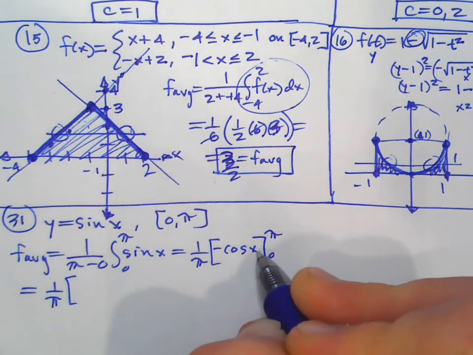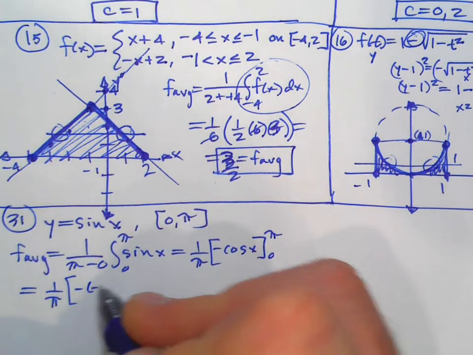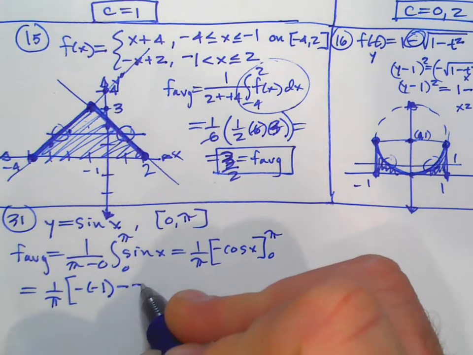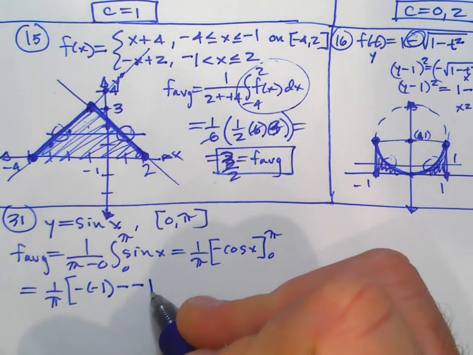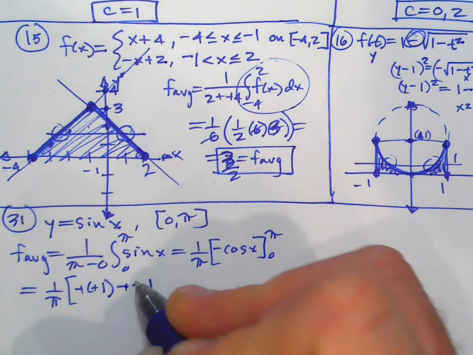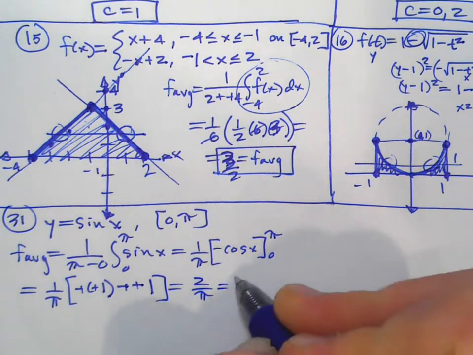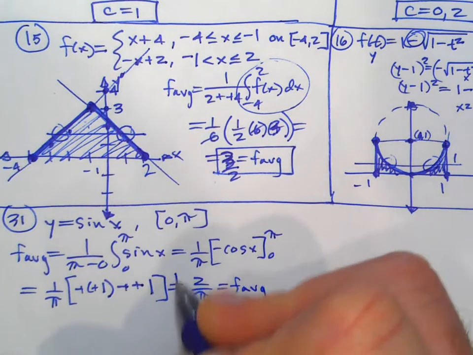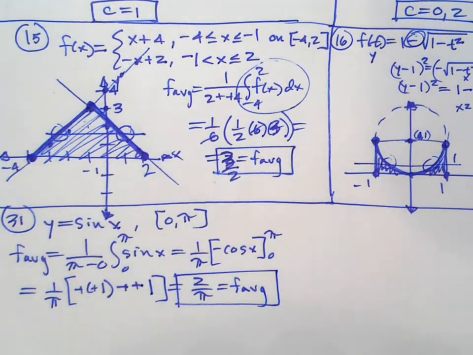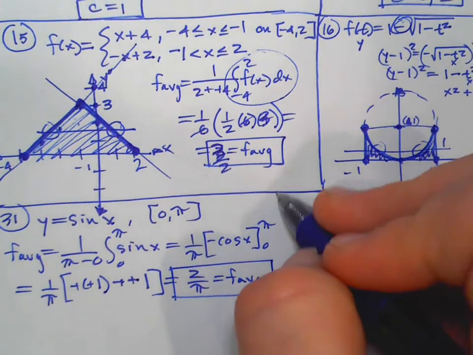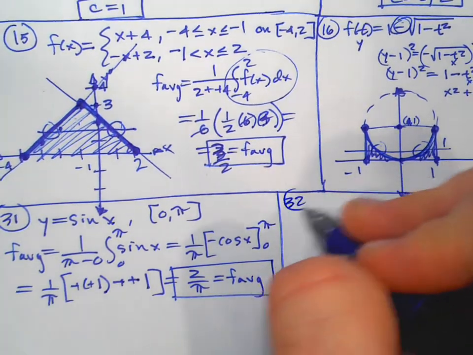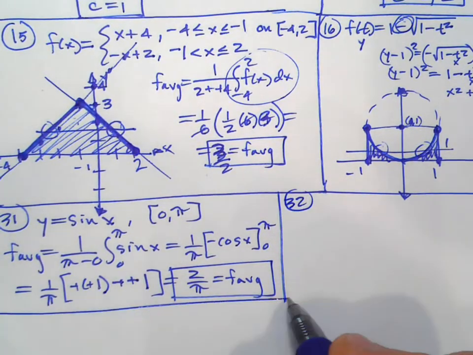So cosine of pi is -1, minus negative cosine of 0, which is 1. So it's plus, plus, plus, plus. So we're going to get 2 over pi for the average value. Okay. 32, same kind of problem.